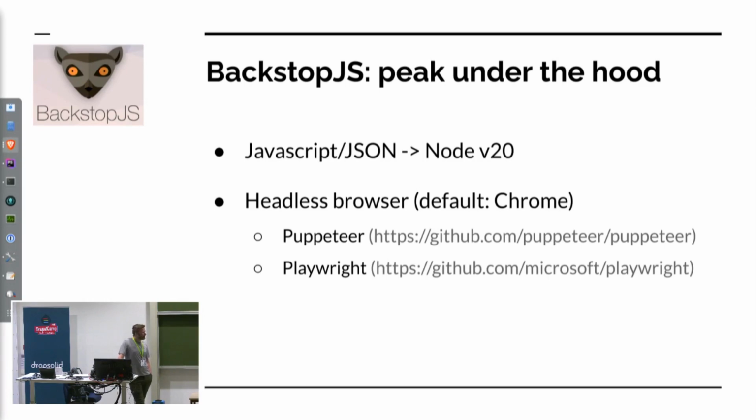Further peek under the hood, yeah, it's all JavaScript, and the configuration files are in JSON. BackstopJS has support for Node version 20. I think version 21 and 22 are already out. It's a bit late with that, but the least supported version is 8, so you have quite some time to catch up. And as I mentioned before, the headless browser is by default Chrome, but you can use other headless browsers, for example, Firefox and I think Safari with Playwright. Puppeteer is used to instruct the browser to hover and click on stuff. Playwright is the other side for Firefox, for example.